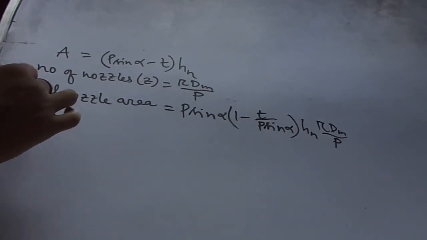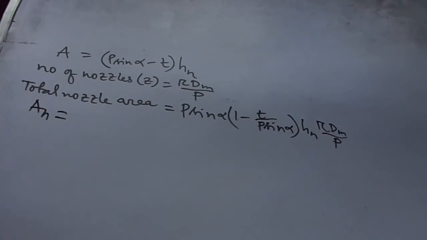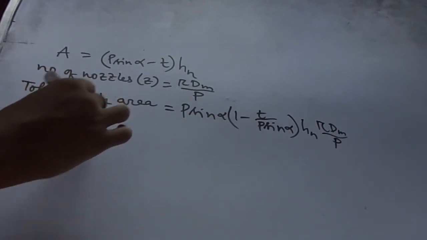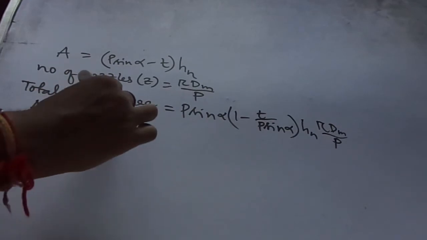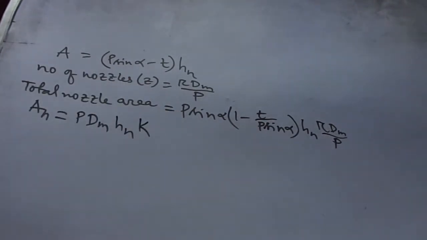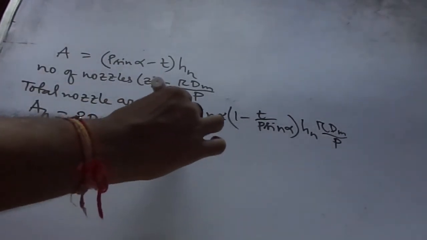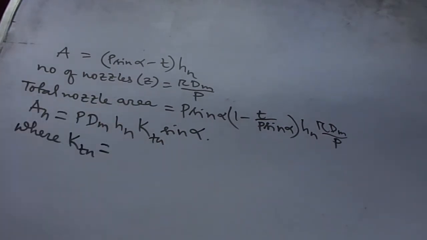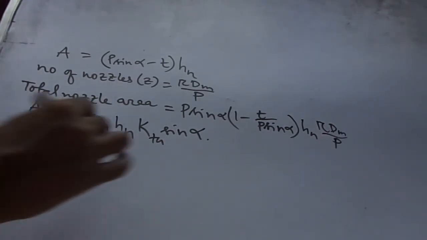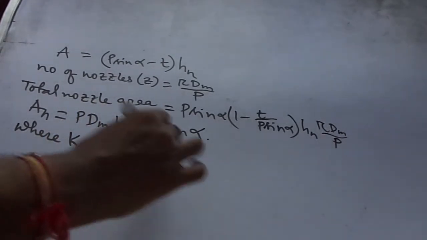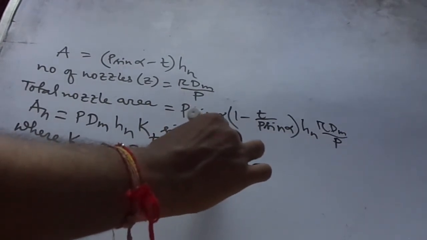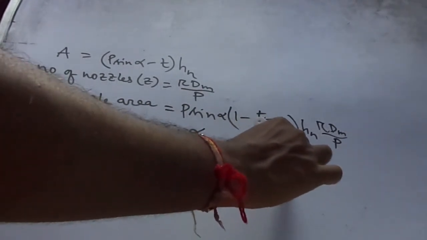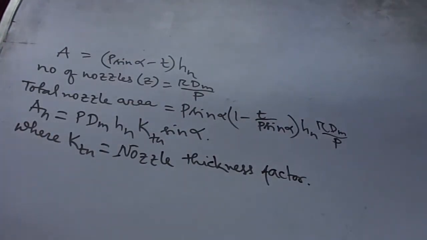Total nozzle area A_N is equal to pi d_m H_N K_tn sin alpha, where K_tn is the nozzle thickness factor.